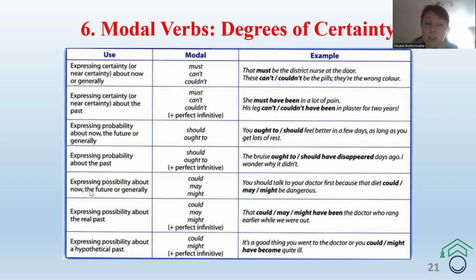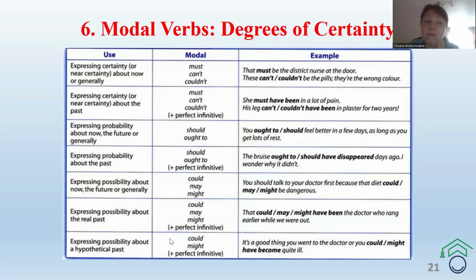Expressing possibility about now, the future, or generally. Could, may, might. When something is possible, it means that I'm, let's say, 50% certain. You should talk to your doctor first, because that diet could be dangerous, may be dangerous, or might be dangerous.